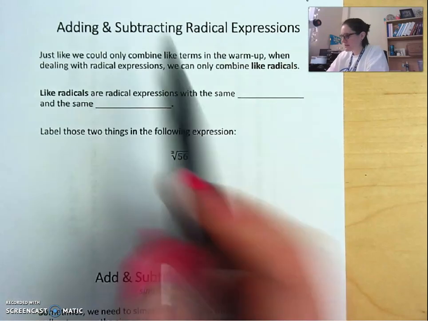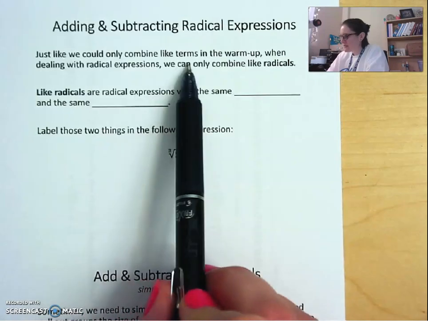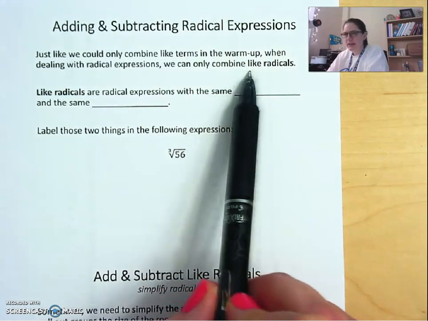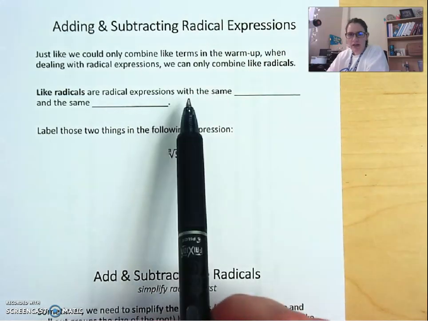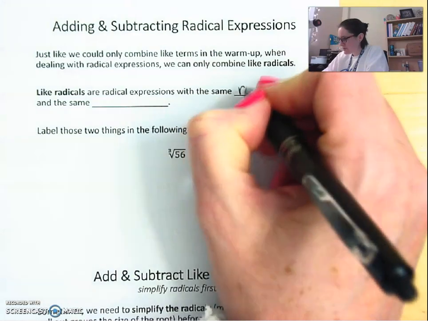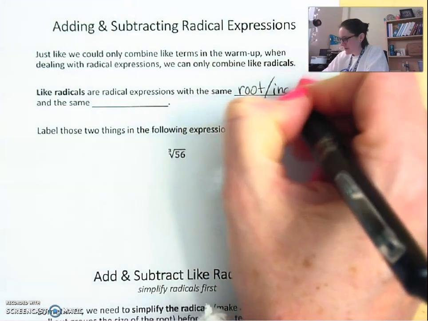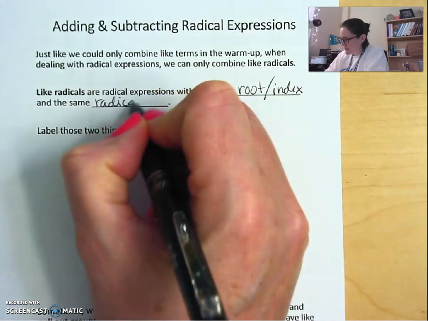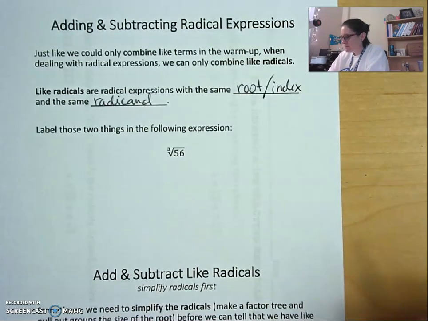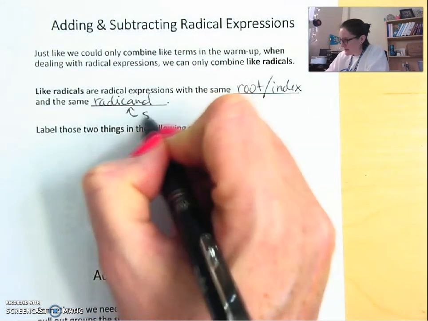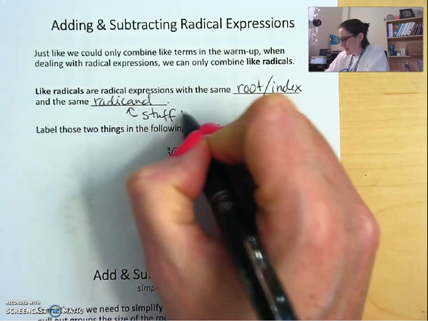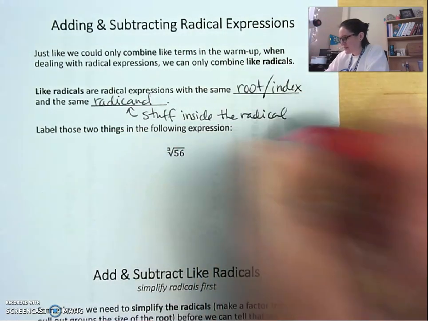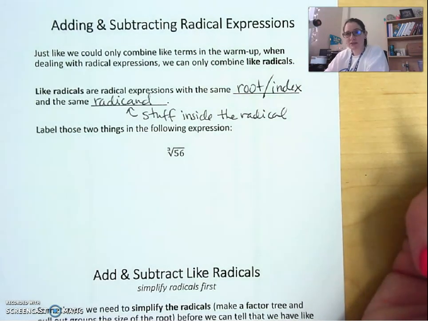So this part of the note says, just like we could only combine like terms in the warm-up, when dealing with radical expressions, we can only combine like radicals. Like radicals are radical expressions with the same root, sometimes also called the index, and the same radicand. And the radicand is the stuff inside the radical, right? But it's much faster to say radicand than it is to say stuff inside the radical.